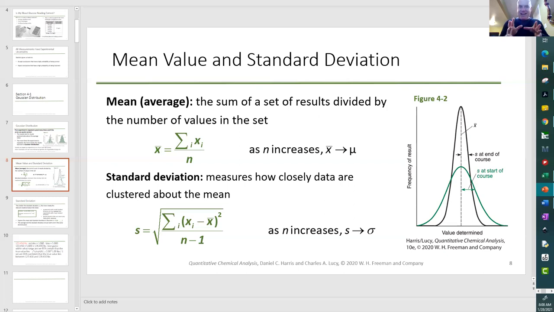not really, right? Because when you just have a few scattered data points, they could be more closely distributed or more widely distributed than the standard deviation of the data set, right?